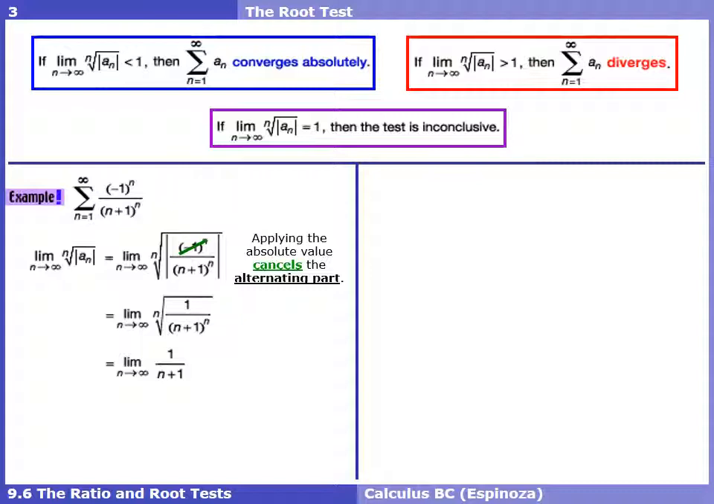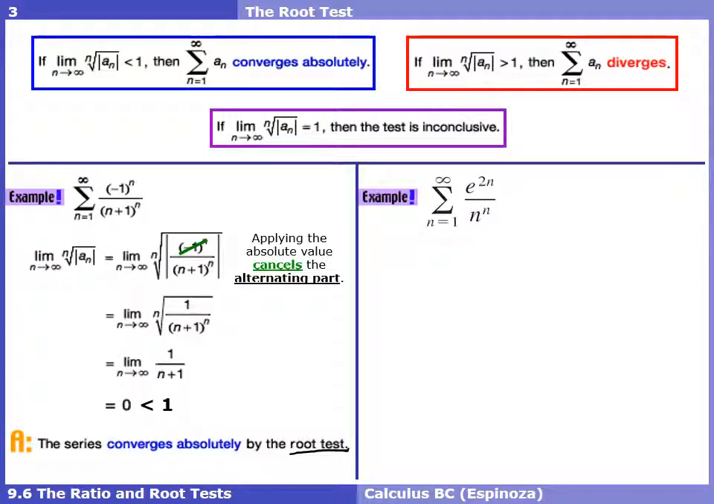But now you can see why the root test was a much better test to use. When we take the limit of this, we get 0, and as long as we get a number that's less than 1, we're going to be able to come to the conclusion that the series converges absolutely, and we got to, again, state the test we're using by the root test.